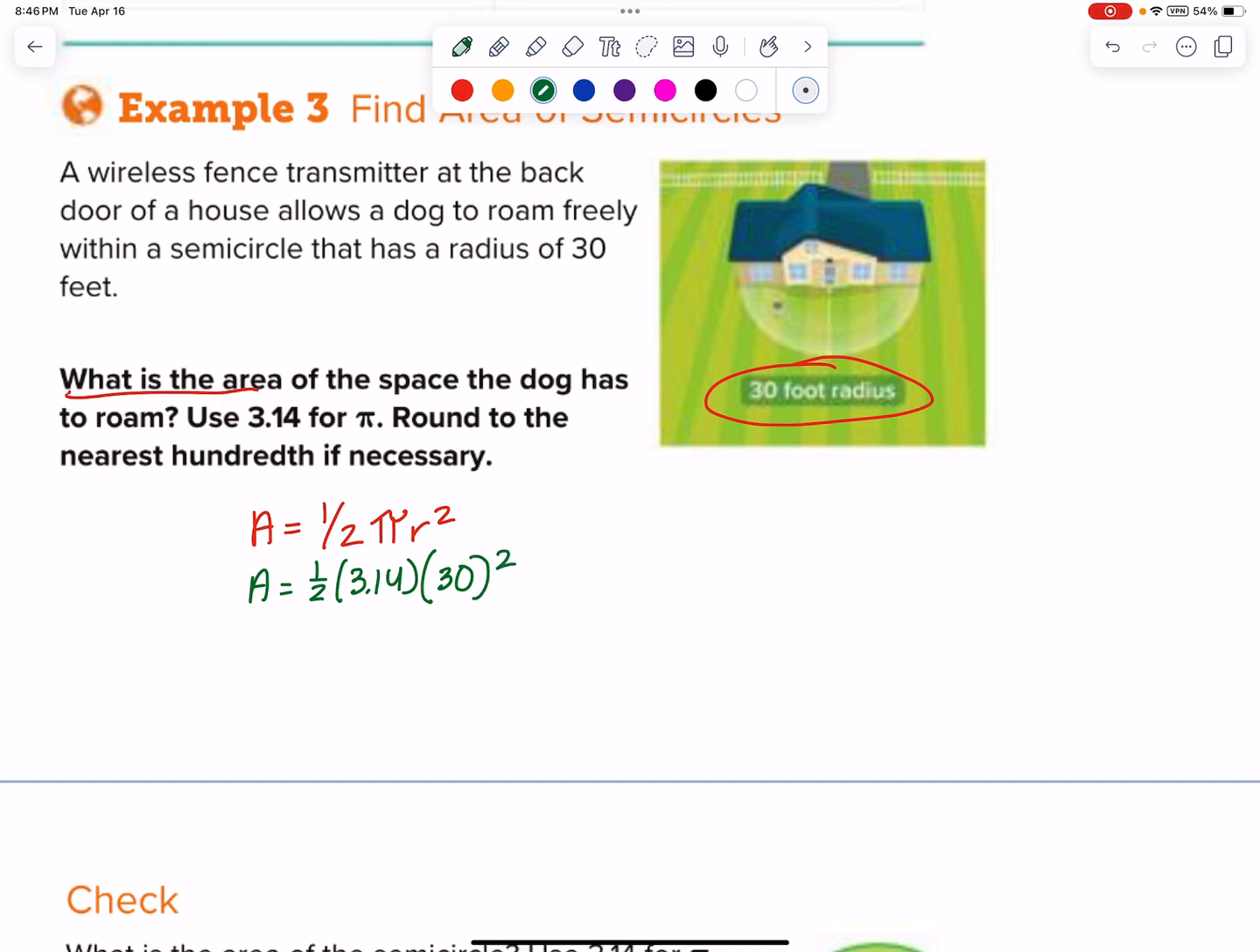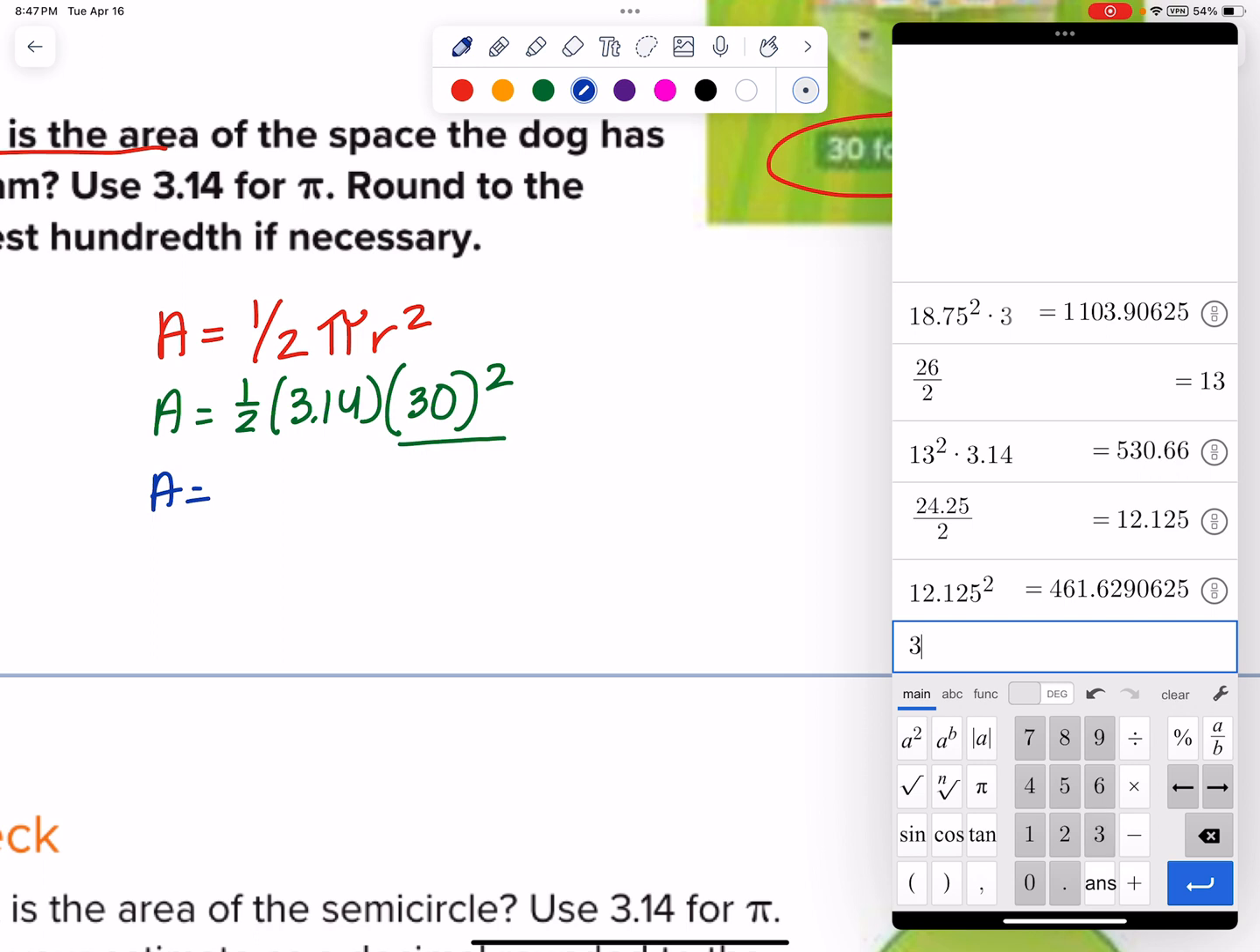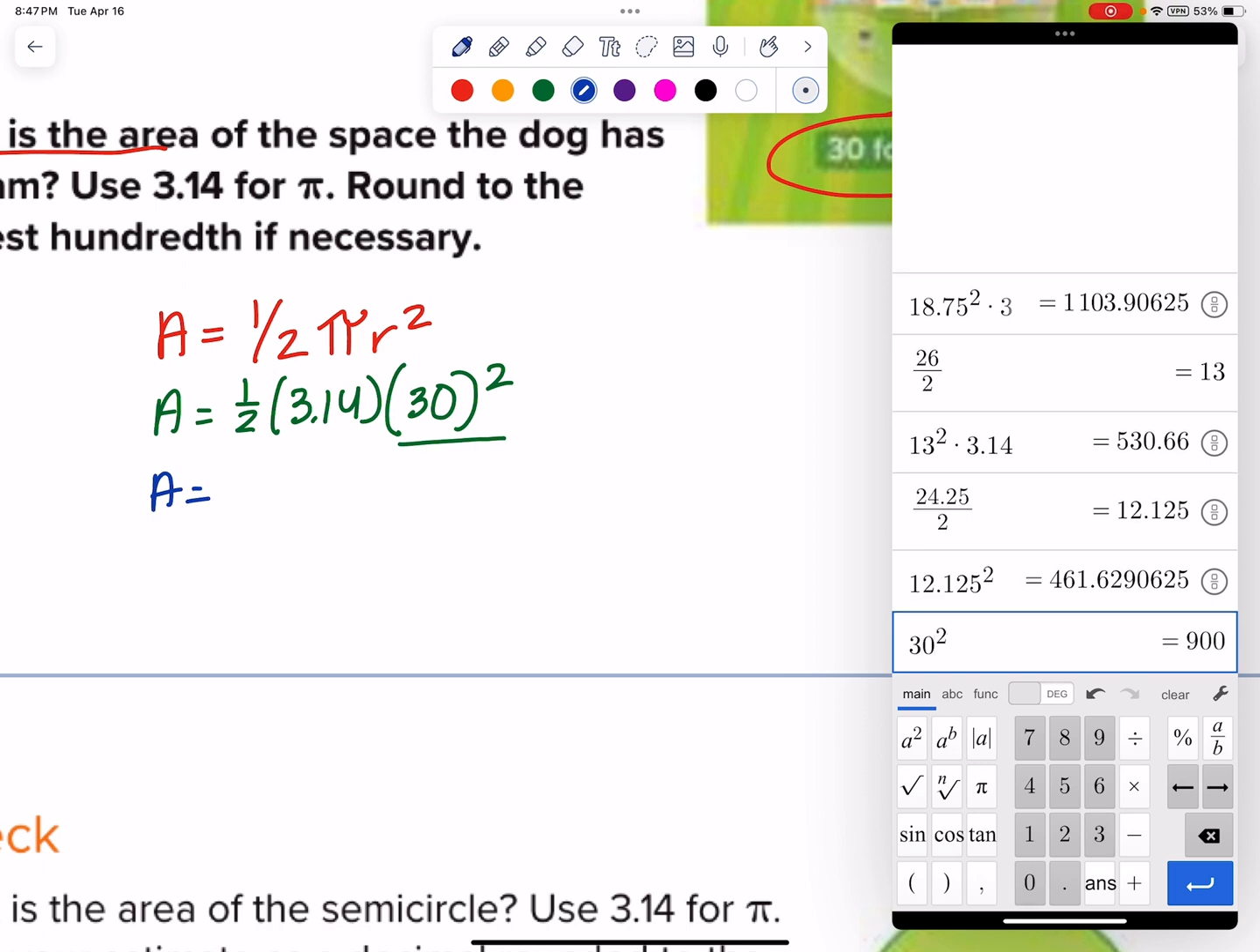Okay, so let's follow our order of operations though. First, according to GEMDAS, is our exponents. So we're going to take care of this first. Okay, and so we have our 30 squared is 900.